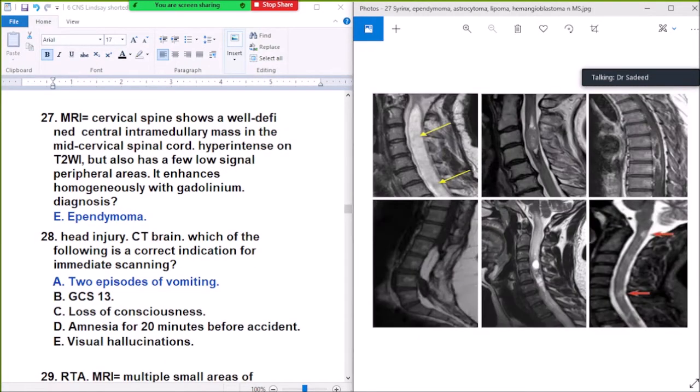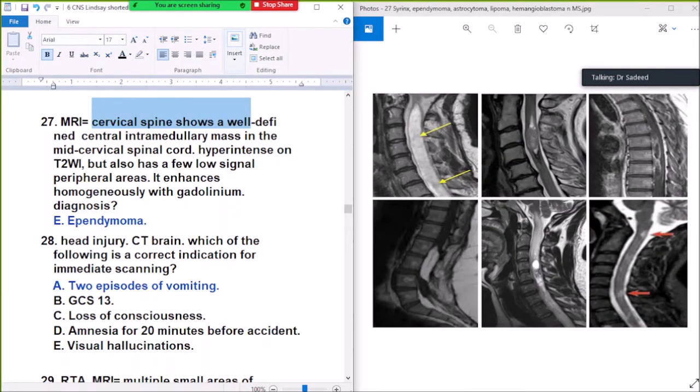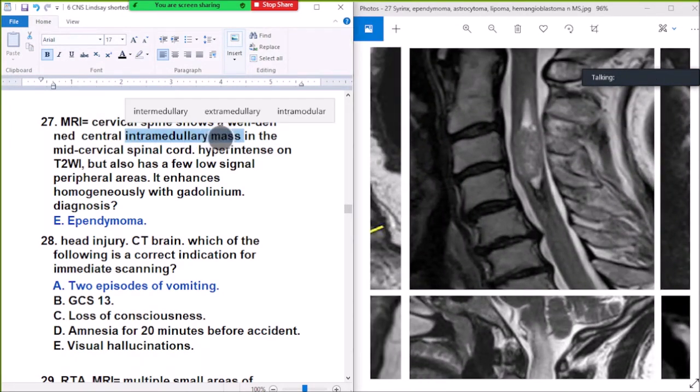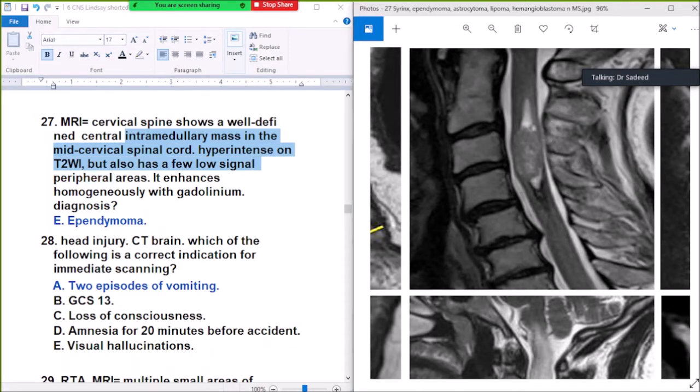27. MRI cervical spine, ependymoma. This shows a well-defined central intramedullary mass in the mid-cervical spinal cord, hyperintense on T2, but also a few single peripheral areas of low signal, hyperintense on T2.